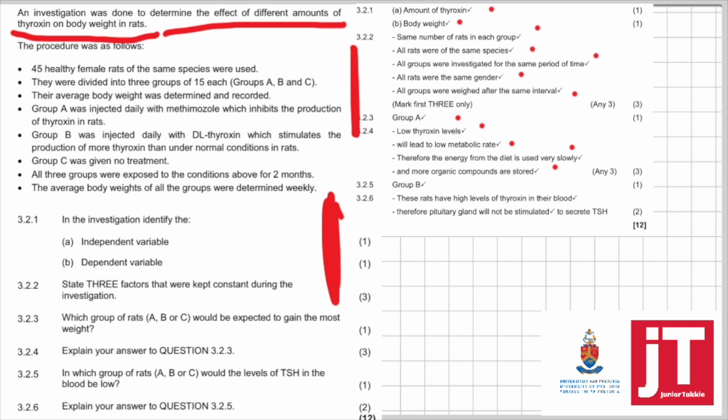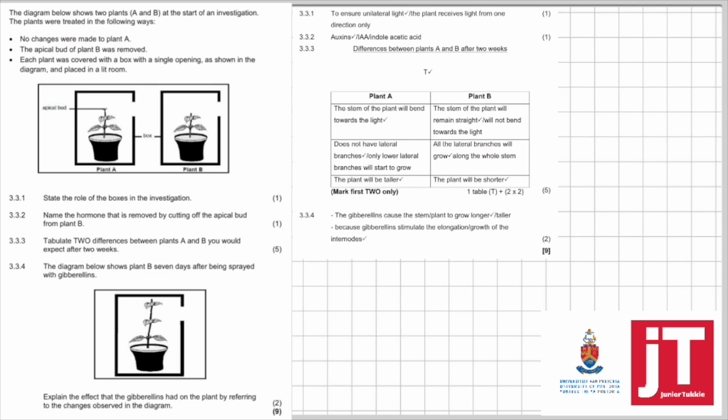3.2.5. In which group of rats, A, B, or C, would the levels of thyroid-stimulating hormone in the blood be lowest? B. Explain your answer. These rats have a high level of thyroxine in their blood, so the pituitary gland will not be stimulated to secrete thyroid-stimulating hormone. Okay. Nice question.